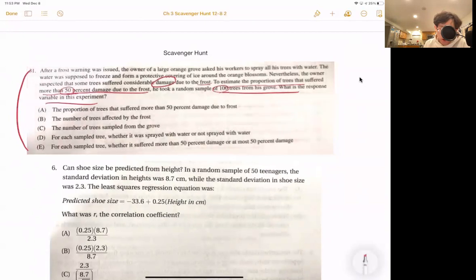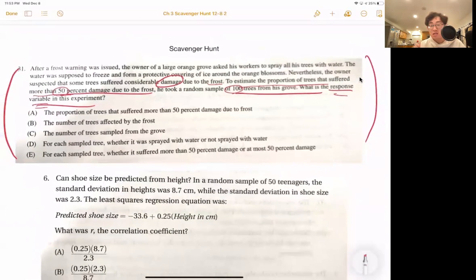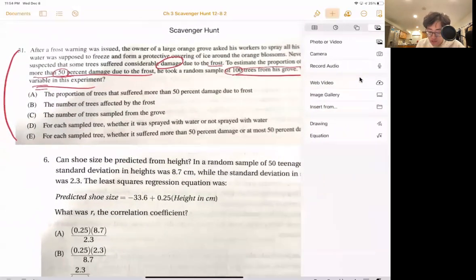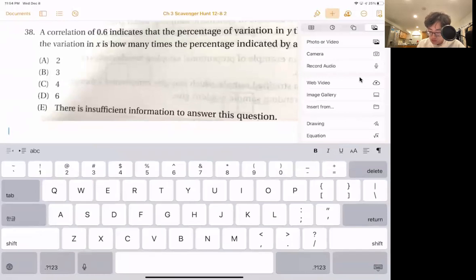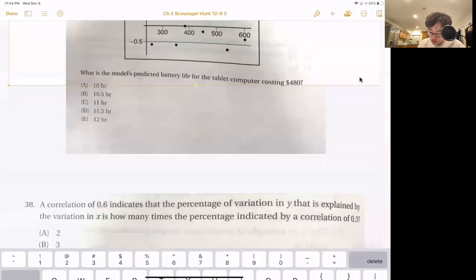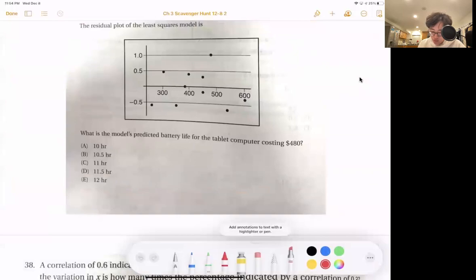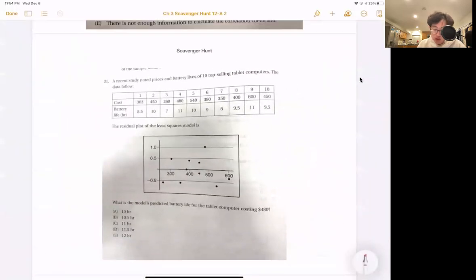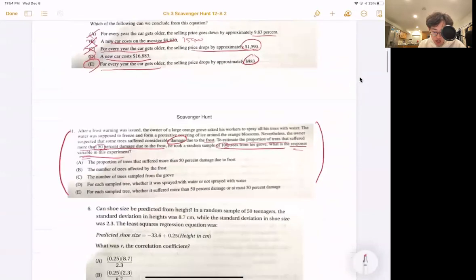What is the response variable in this experiment? Quite honestly, for this type of question, I do not know if it belongs in the category of chapter 3. I just saw the word response variable and I gave you this question to kind of do it. But let's just first talk about explanatory. Oh, this is my fault. Okay. Let's just first straight up talk about explanatory versus response.